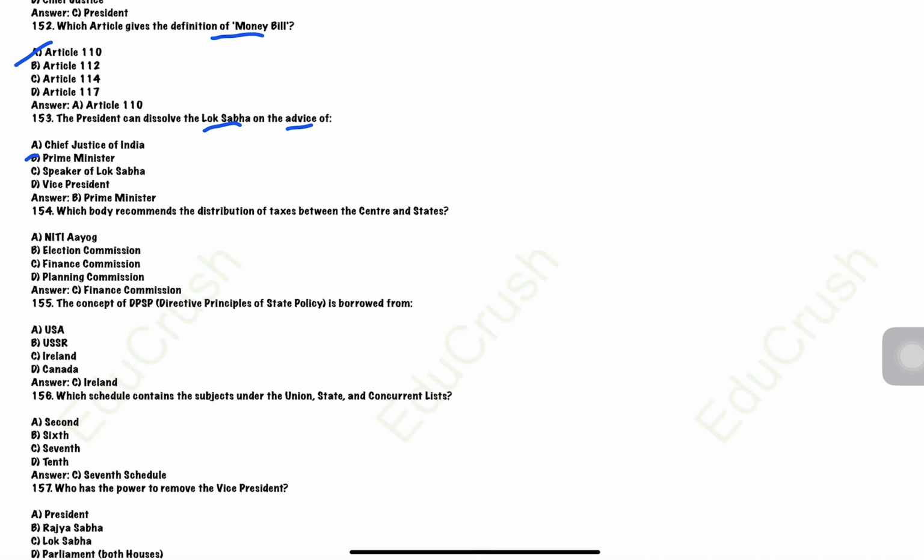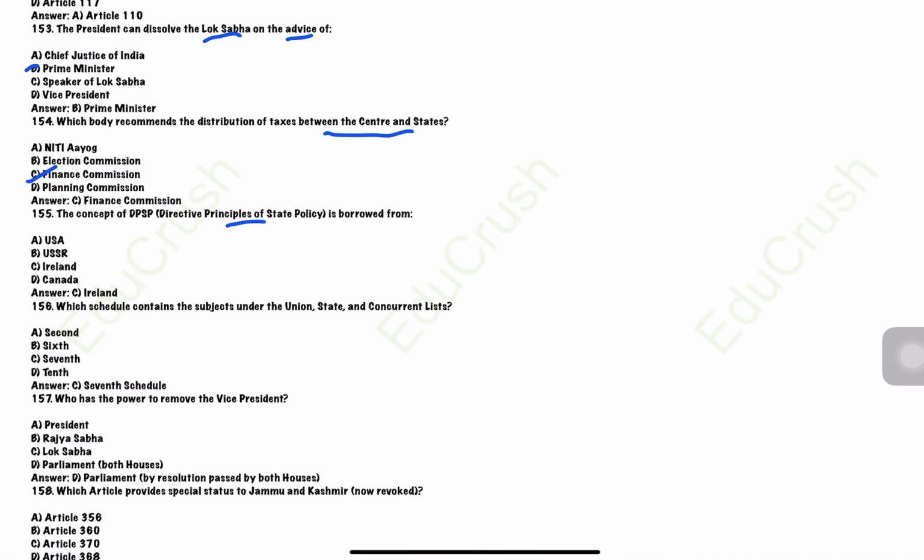The President can dissolve the Lok Sabha on the advice of Prime Minister. Next, which body recommends the distribution of taxes between center and state? So, the Finance Commission. The concept of DPSP, that is Directive Principles of State Policy, is borrowed from Ireland. Which schedule contains the subjects under the Union, State and Concurrent list? So, 7th schedule.